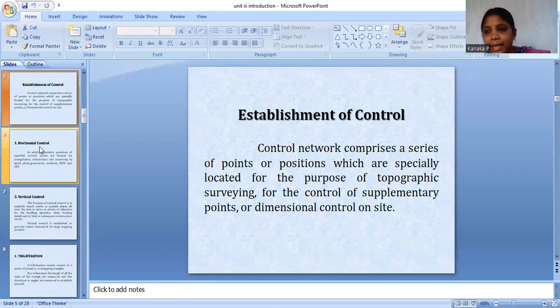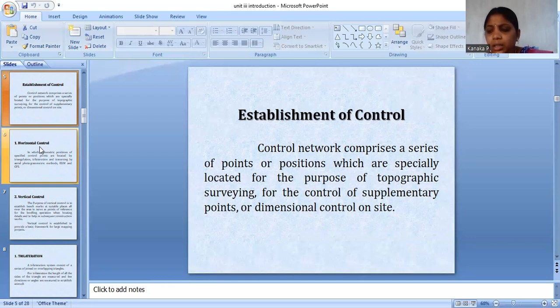These points may be horizontal and vertical control points. This is a network that comprises a series of points or positions which are specially located for the purpose of topographic surveying. This control supplies dimensional control on site.